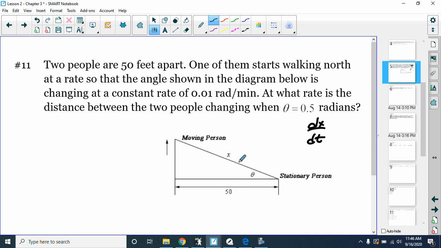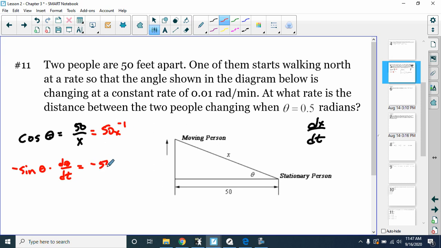So it looks like I have the adjacent side and the hypotenuse. So the equation I'm going to set up is cosine theta equals adjacent over hypotenuse. And then we need to take the derivative. The derivative of cosine theta is negative sine theta times the derivative of theta. 50 over x, I'm going to write that as 50x to the negative first. So the derivative is negative 50x to the negative second times the derivative of x, which is dx/dt.